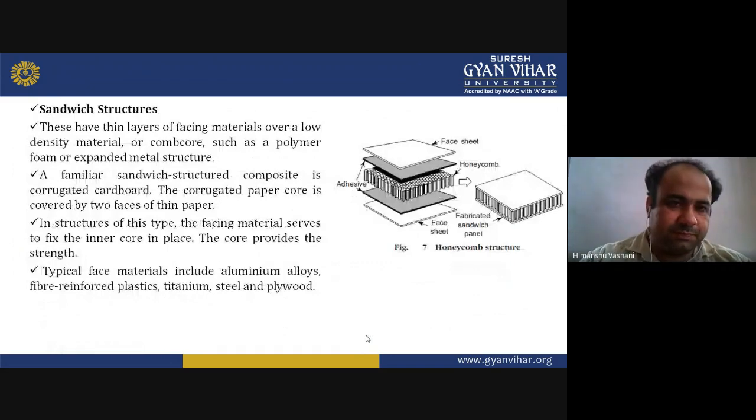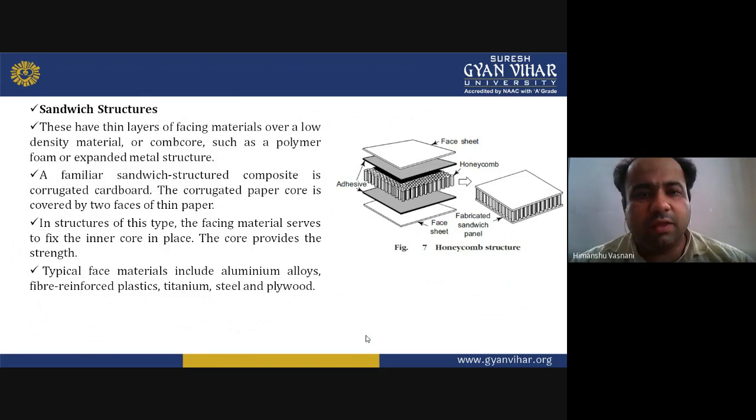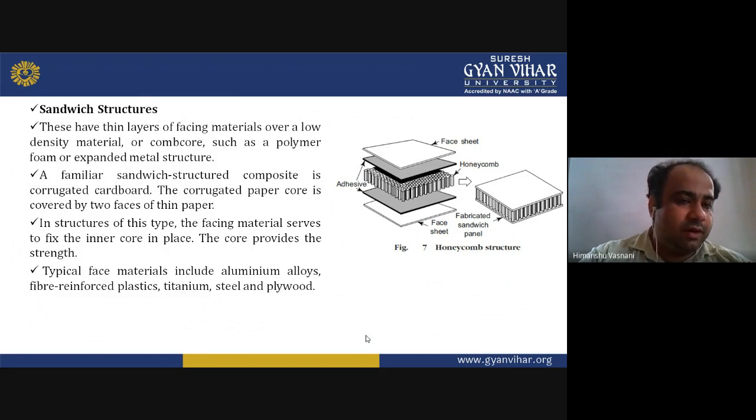Now, sandwich structures. These have thin layers of facing material over a low density material or core, such as polymer foam or expanded metal structure. A familiar sandwich structure composite is corrugated cardboard. The corrugated paper core is covered by two faces of thin paper. In a structure of this type, the facing material serves to fix the inner core in place.